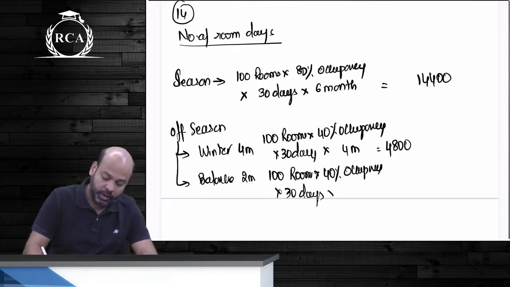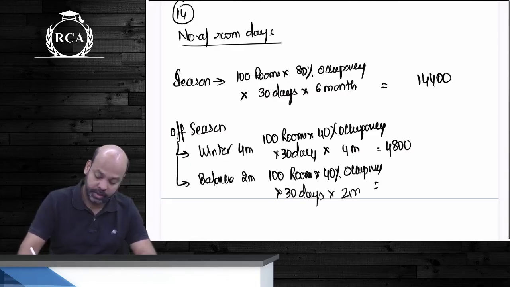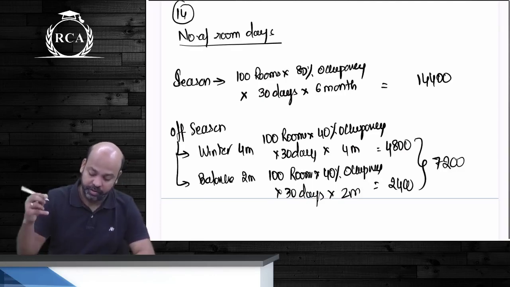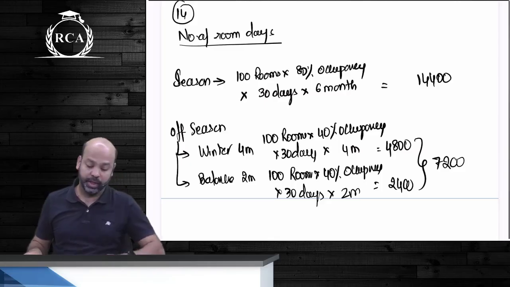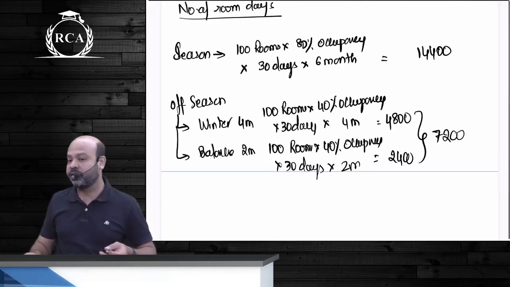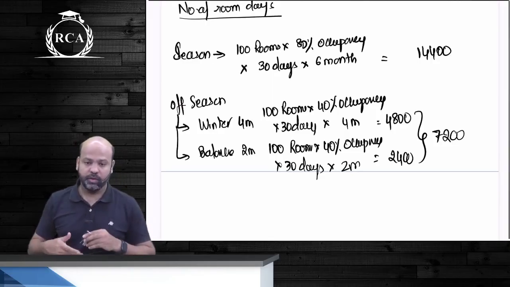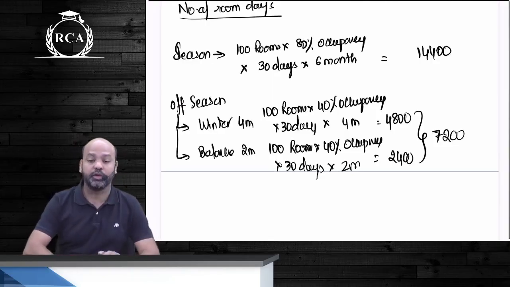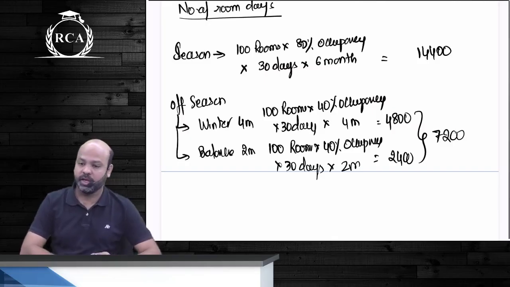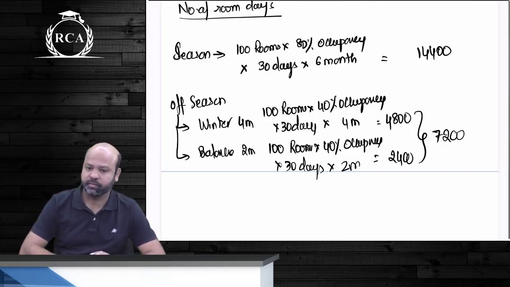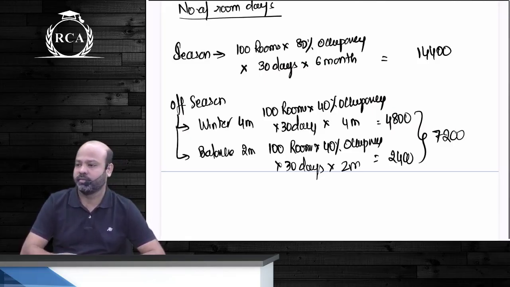ये अलग अलग क्यों लिख रहा हूँ? So that we can compute lighting charges separately guys. 2,400. I will need total number of room days in off season also for the purpose of deciding room rent. Room rent during season if it is X rupees guys, during off season it will be 0.5x. या फिर उल्टा लिखो, ऑफ सीजन अगर x लिए तो season 2x चलेगा guys. Are we clear about this?